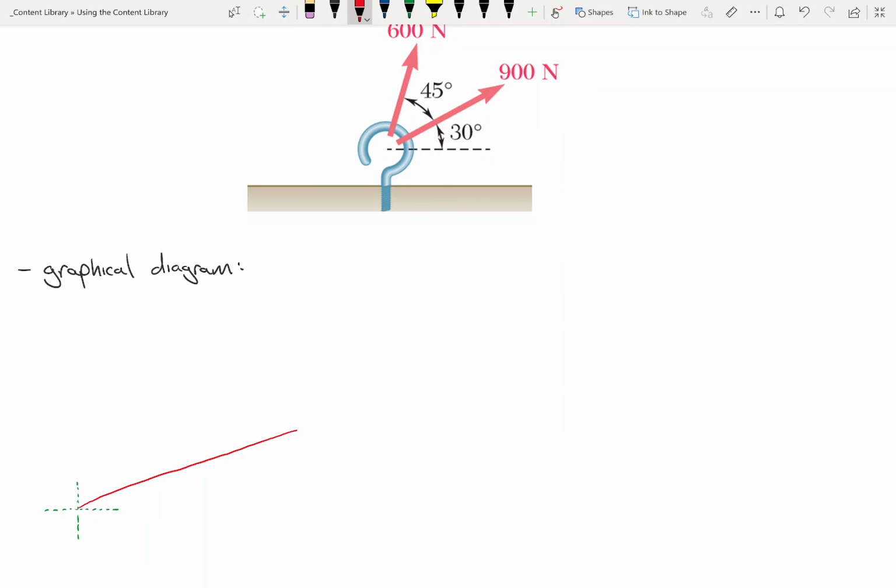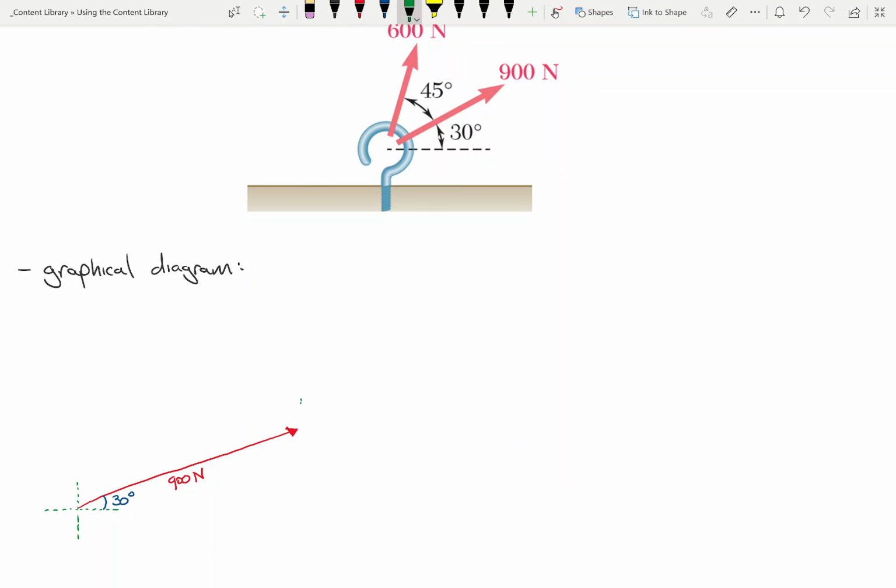So this is, put a little arrow there. That is a 900 Newton vector. And let's just make sure we're all paying attention. What is this angle right here? This angle. 30 degrees. That's that 30 degrees right there. So far, so good? Okay. Now, that's going to end at this point.